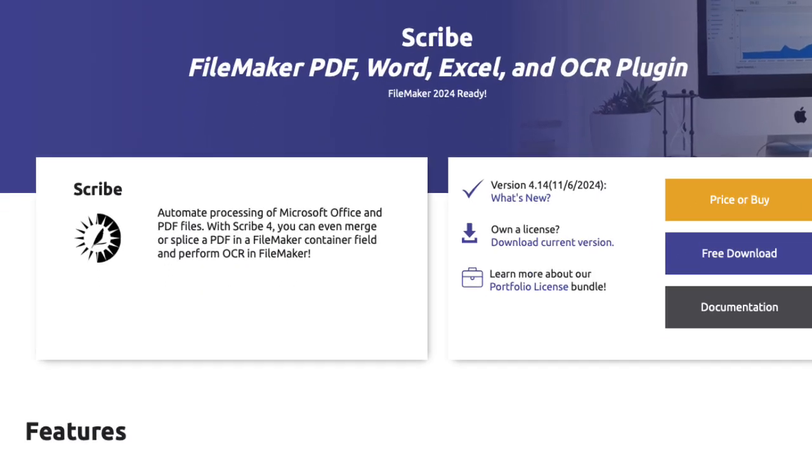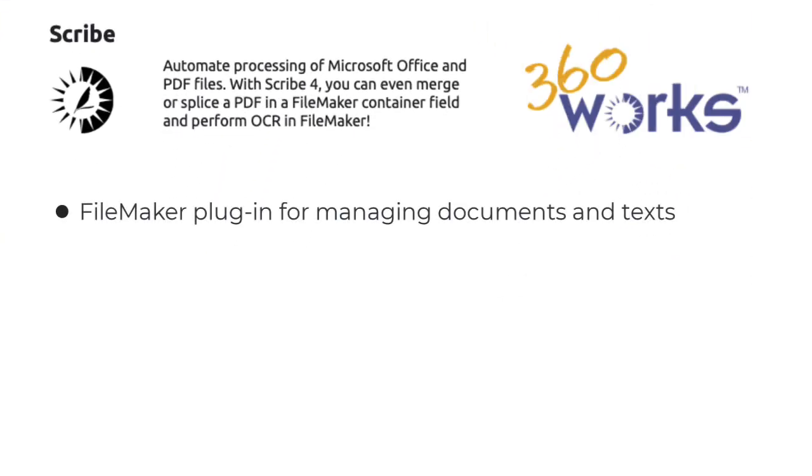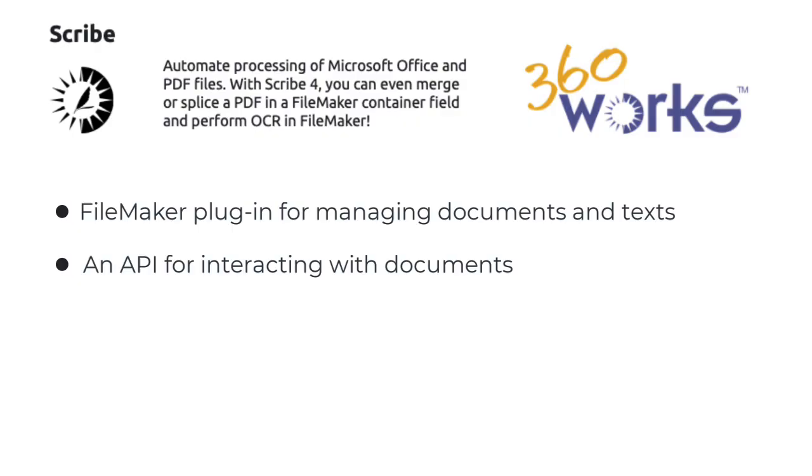So what is Scribe? Scribe is a plugin that runs in FileMaker for managing documents and text. That's kind of vague, but basically it's an API for interacting with documents. And there's a consistent API whether you're dealing with a Word document or Excel or PDF or PowerPoint. You basically just learn a few functions, and you can use that on any document you want to read or write.